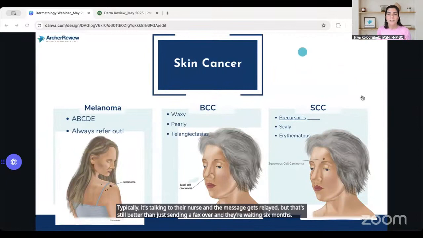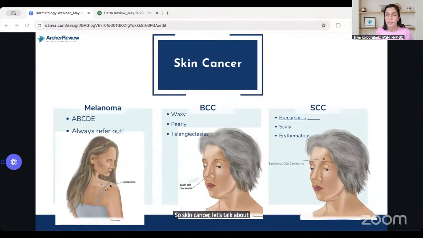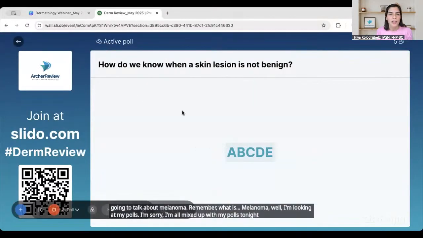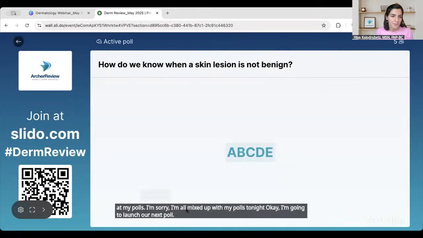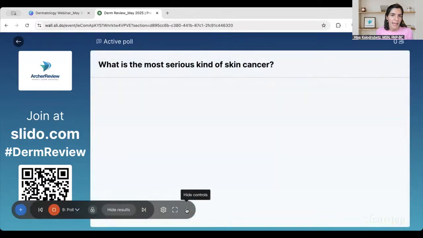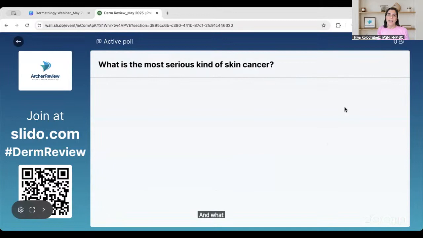So, skin cancer, let's talk about those malignant conditions. Briefly, we're going to talk about melanoma. Remember, what is melanoma? Well, I'm looking at my polls. I'm sorry, I'm all mixed up with my polls tonight. Okay, I'm going to launch our next poll. And what is the most serious kind of skin cancer?